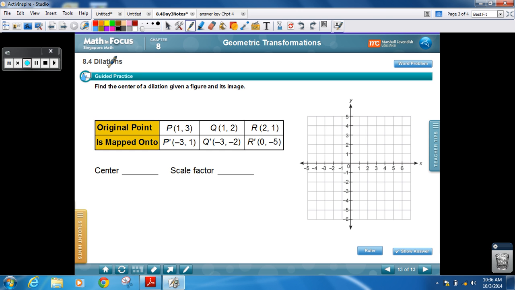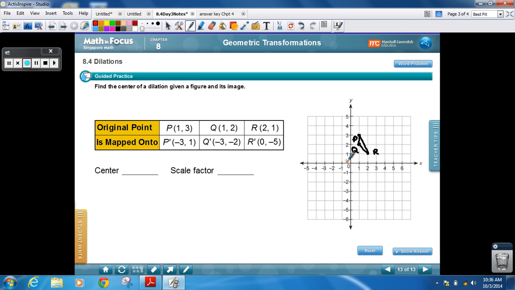This is your guided practice problem. You will have to plot both the original and the image to find the center and the scale factor. Oh, hold on. Nope, I'm doing this one. I'll do this one with you. Sorry about that. So the original point P is at 1, 3. Just trying to give you guys more work. Q is at 1, 2. And R is at 2, 1. So I connect it to make my triangle. And that's my original.